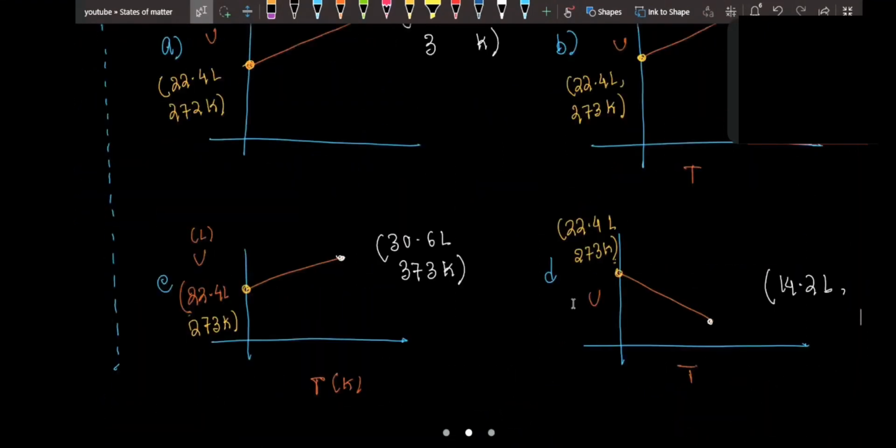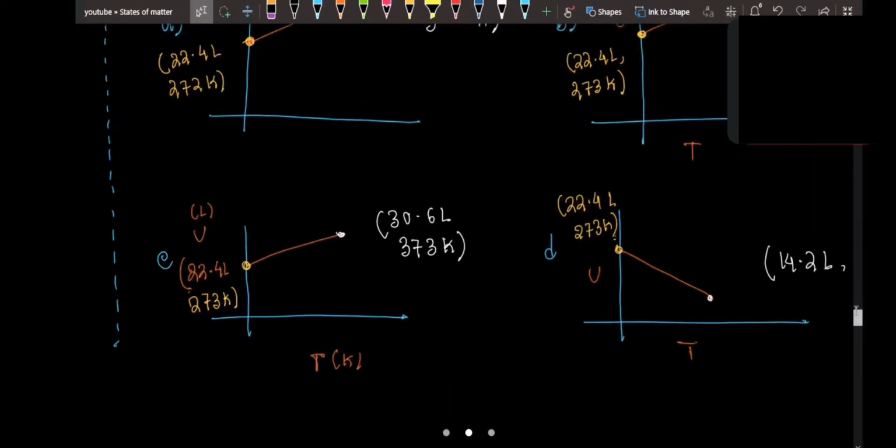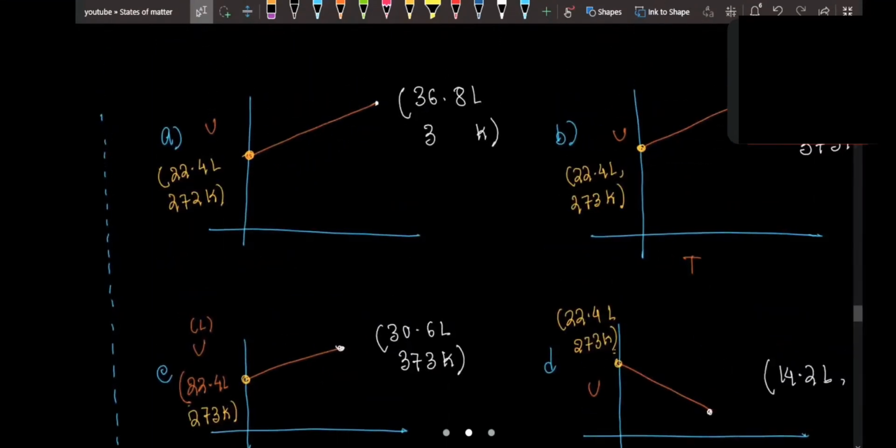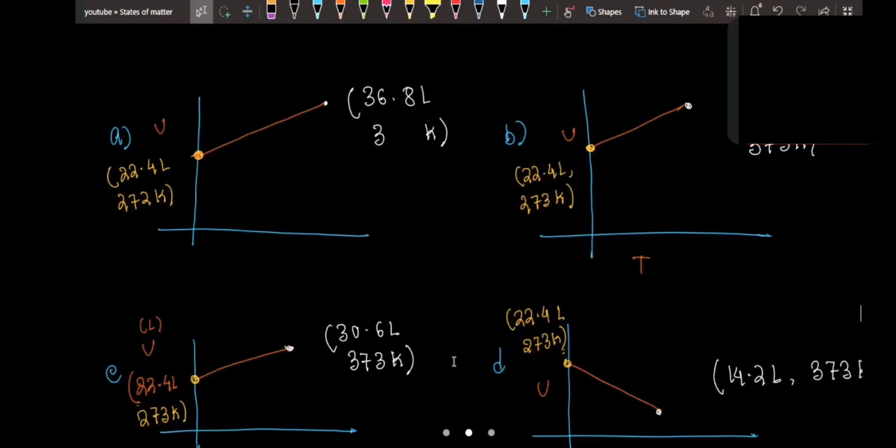Now let's solve this graphical question. This is a previous year question from NEET 2017. There are 4 curves given over here. You need to find out which curve is going to satisfy the ideal gas equation. Now, if you just look into it, all the curves are drawn with respect to volume and temperature, temperature in Kelvin scale.